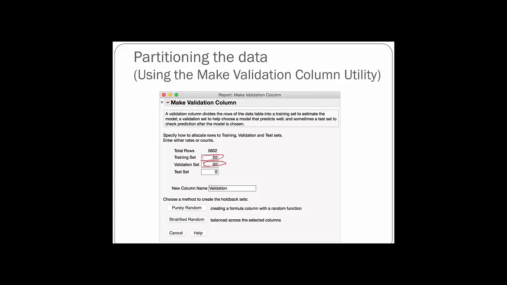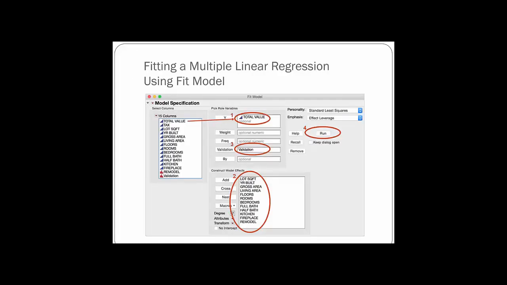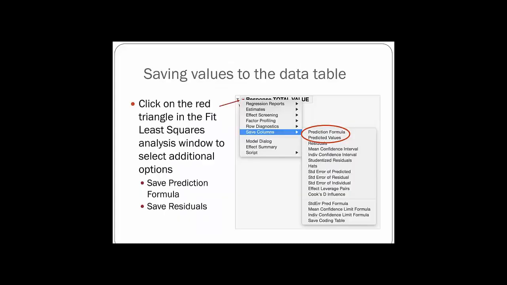And once we have a validation set, then we can run the regression model. Here we would put in as our y variable total value, and validation. We tell it which variable to use for the partition, and then the x variables, we would throw all of those in here. We'll talk more about how to pick the best model later on when we talk about linear regression in a few weeks. But then you would just click the run button.